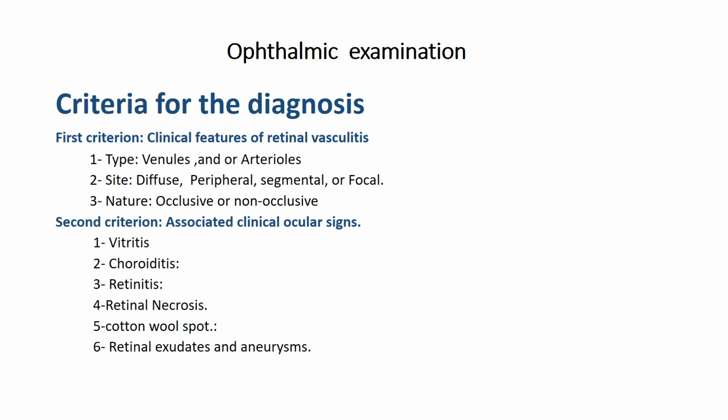Regarding ophthalmic examination for the diagnosis of the underlying etiologies of retinal vasculitis, we have 2 important criteria. The first criterion is the clinical features of retinal vasculitis: type of vasculitis, involving the venules, arterioles, or both. Second, site of vasculitis: diffuse, peripheral, segmental, or focal. Third, nature of vasculitis, whether occlusive or non-occlusive. The second important criterion is the associated clinical ocular signs, such as vitritis, choroiditis, retinitis, retinal necrosis, cotton wool spots, retinal exudates, and aneurysms.